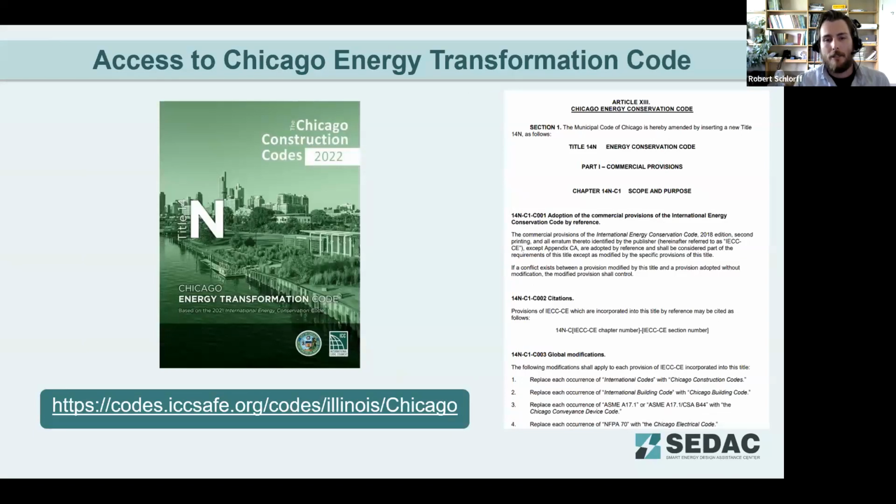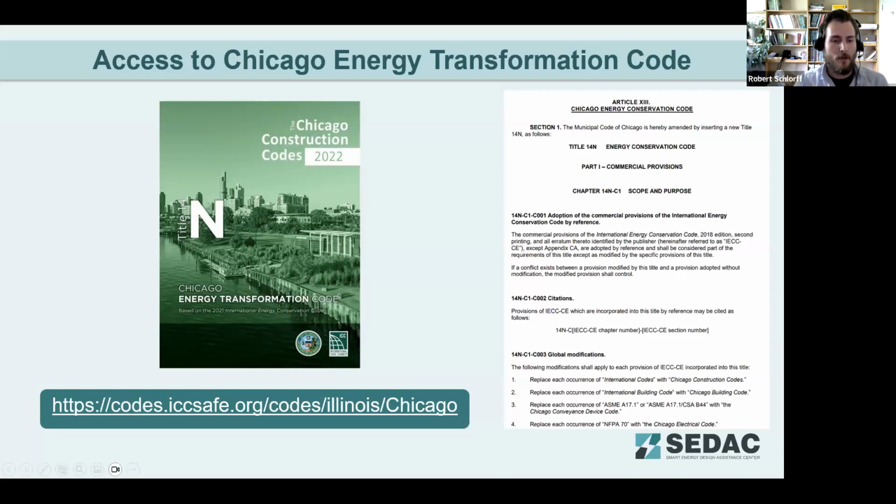Access to the Chicago Energy Transformation Code: again, there's a link down there to the ICC Safe website, where they have the 2022 Chicago Energy Transformation Code listed in full, as they do with the 2021 IECC. Just a quick note that most of the content in this presentation will apply to the Chicago Energy Transformation Code just as it does to the IECC. The organization of the codes is based on the same code, so most of this content will apply to both.